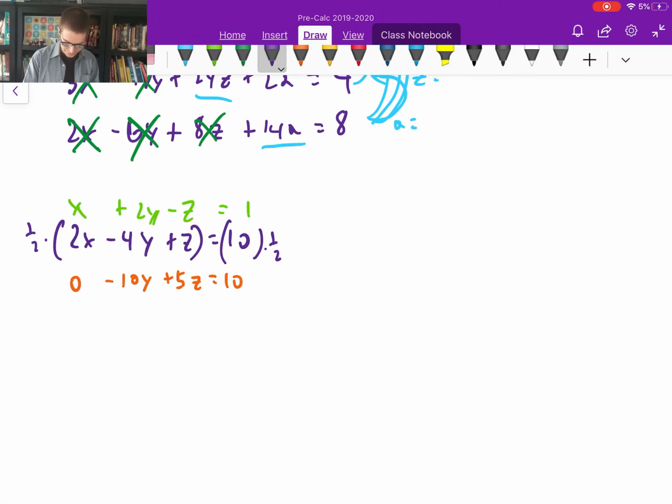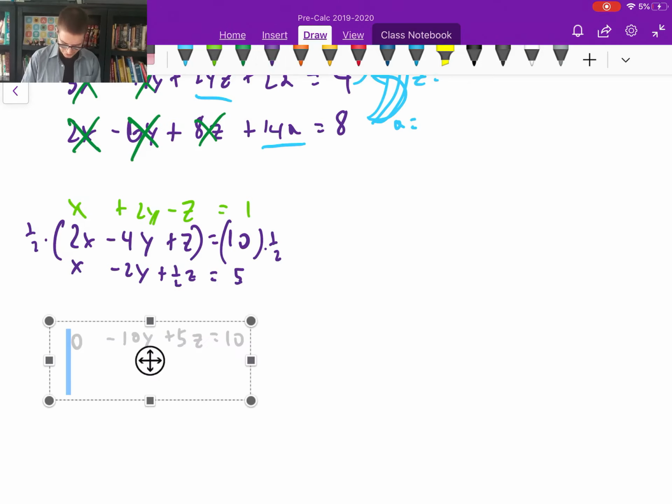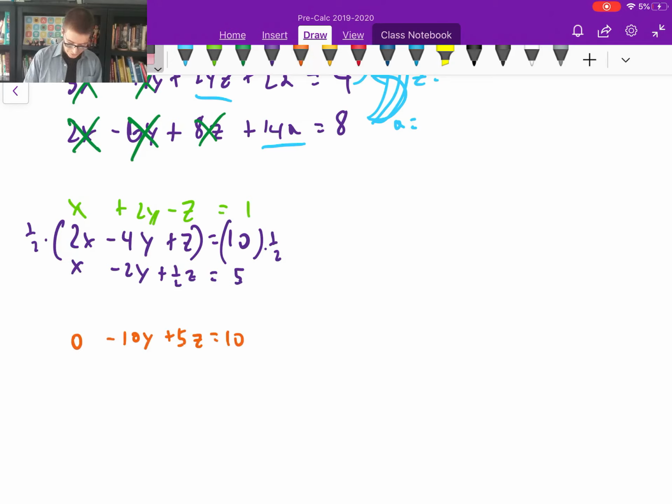Let me see if I can make a little bit more space here. Let's make sure we have a little bit more space so that we are clear, and this becomes a little bit neater. Okay, so 1/2 times 2x becomes x, and then 1/2 times negative 4y is negative 2y, and then 1/2 times z would be 1/2 z, equals 1/2 times 10 is 5. Okay. Now I've done that, oh, the equation is purple now. It should be orange. Okay. And now we can get rid of that first equation.